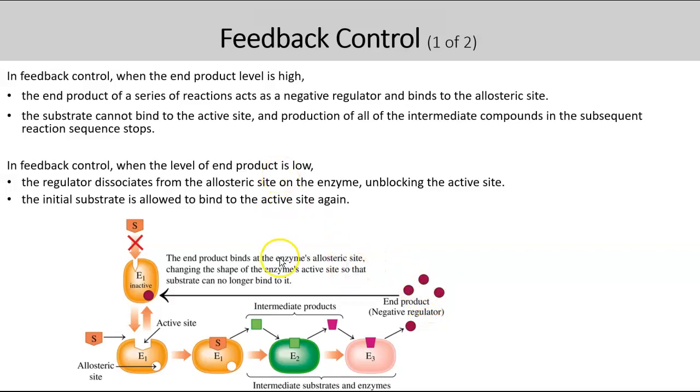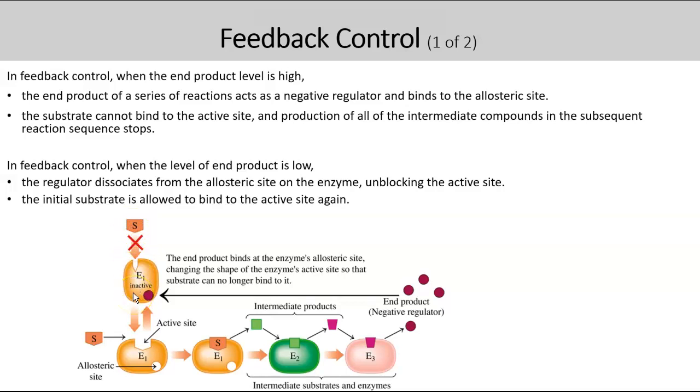So there are two mechanisms. When the end product level is high, like this, the end product itself will go and bind with the enzyme's allosteric site, and then the enzyme can't bind any other substrates, so the reaction will stop.